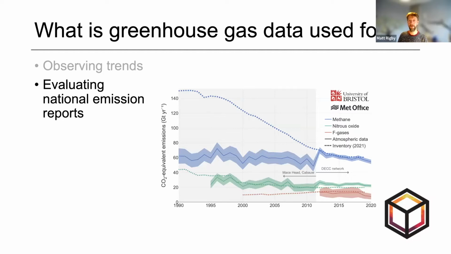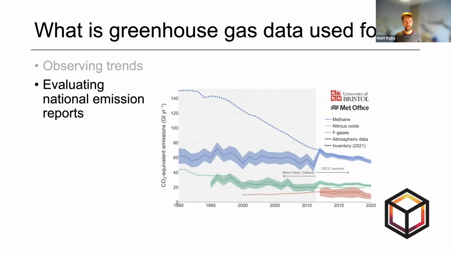In this figure, the dotted line are the numbers that the government reports every year to the United Nations Framework Convention on Climate Change, and our estimates from the atmospheric data are in the solid line. You can see that over the last few years there's pretty good agreement between this top-down, atmospheric data-based approach and the bottom-up inventory approach. But going back in the past, there are some discrepancies, and the government are now trying to answer what's causing those discrepancies.